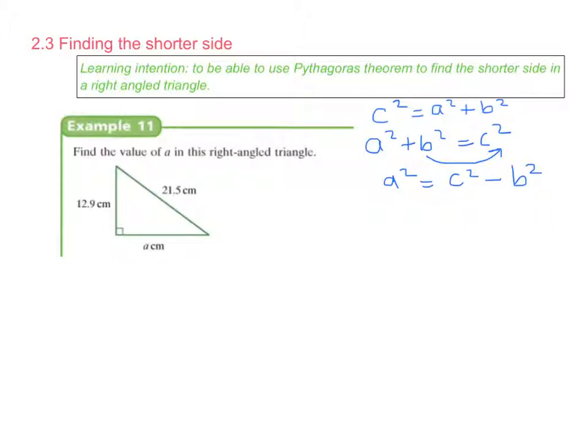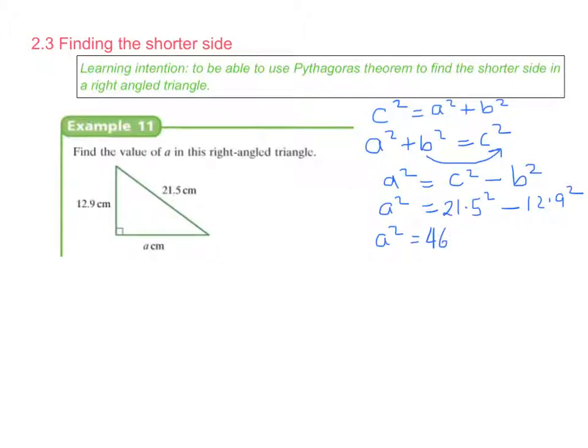So I know my a squared is, I don't know. Now I'm going to put in my c squared, which is 21.5 squared, and I'm going to take away the b squared, which is 12.9 squared. Okay, so that's my a squared. So my a squared is going to equal 21.5 squared. I've worked that out before.